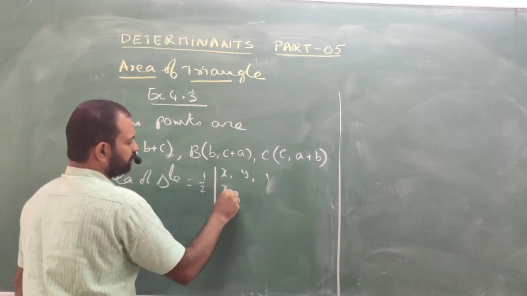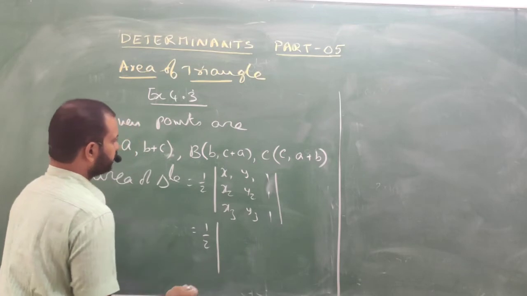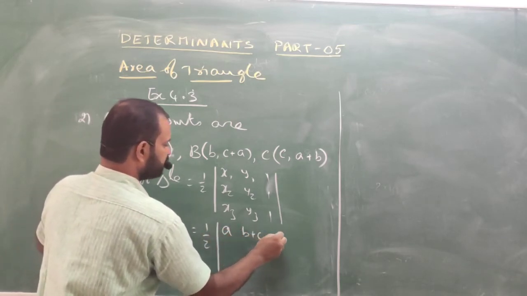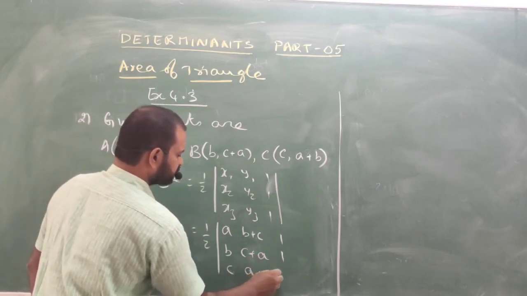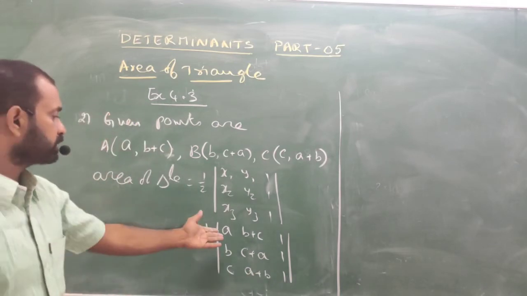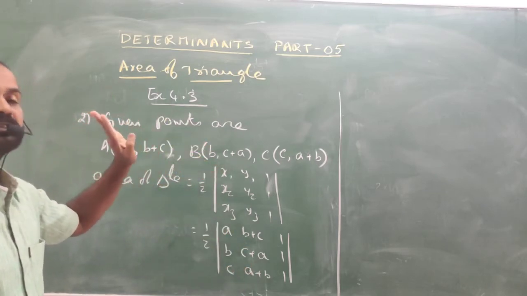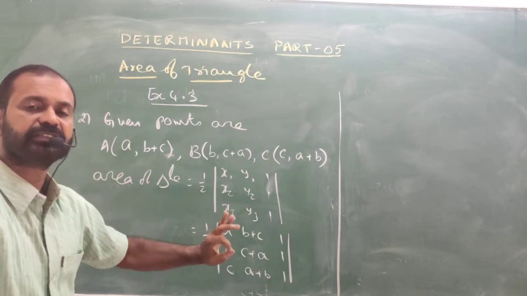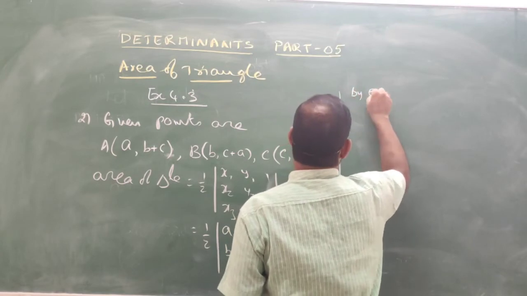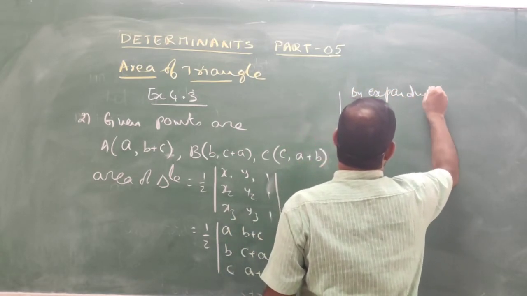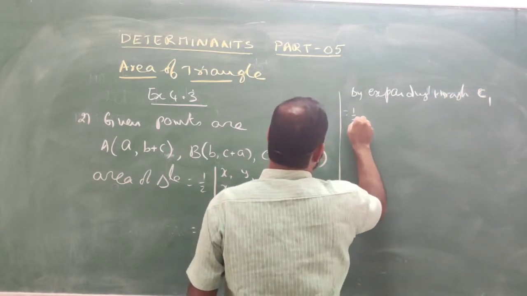x1 y1 1, x2 y2 1, x3 y3 1, that is equal to half det a, b+c, 1; b, c+a, 1; c, a+b, 1. Now, solving this determinant, whichever method is possible for you, you can go for that method. There is no restriction at all. So let me expand through C1, that is equal to half.